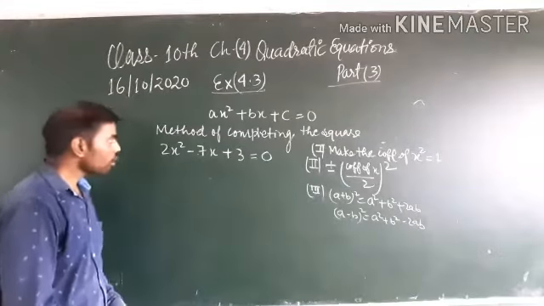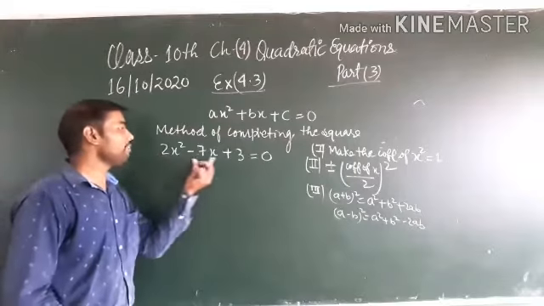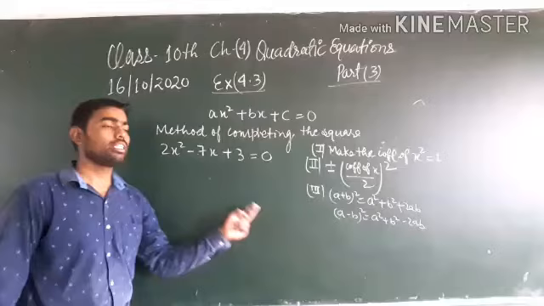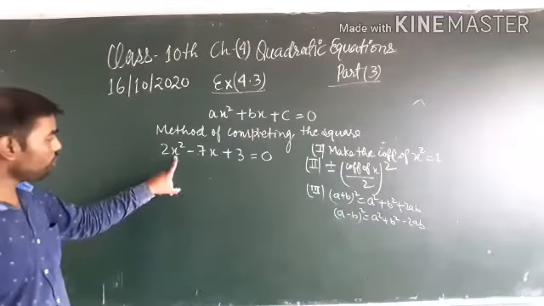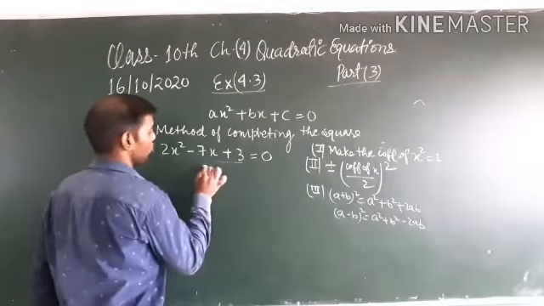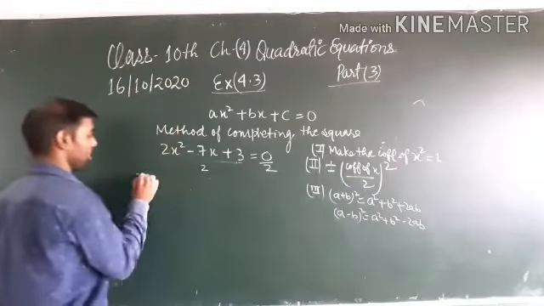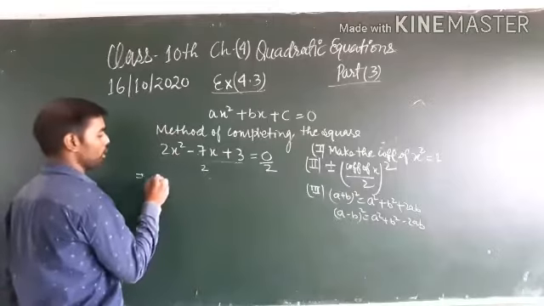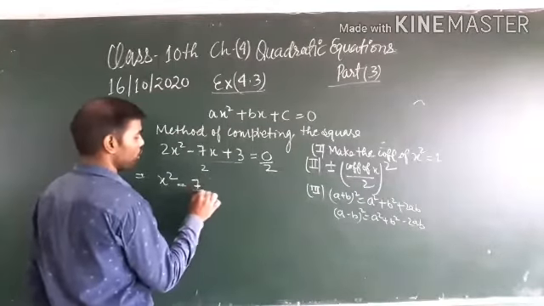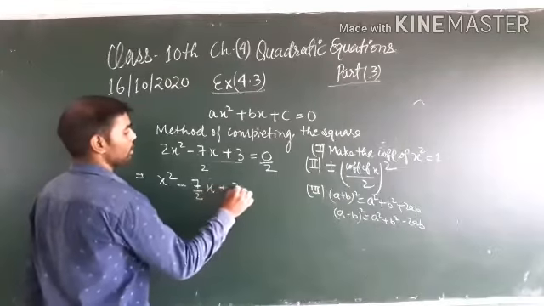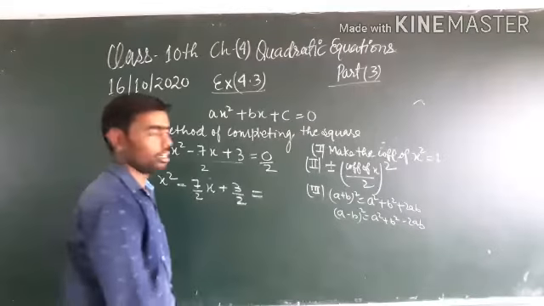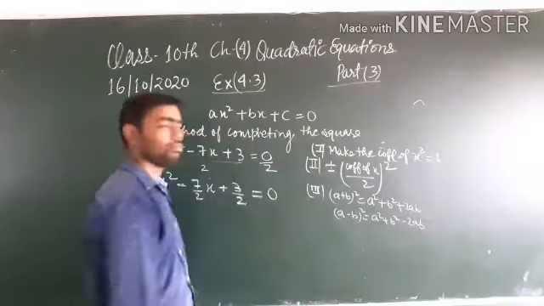We divide the quadratic equation on both sides by 2, then the coefficient of x square becomes 1. So we divide by 2 here and 2 here. What do we get? 2x square upon 2 gives x square, minus 7 by 2 x, plus 3 by 2, and when 0 is divided by any number, we get 0.